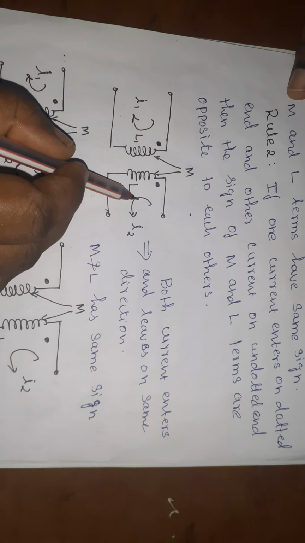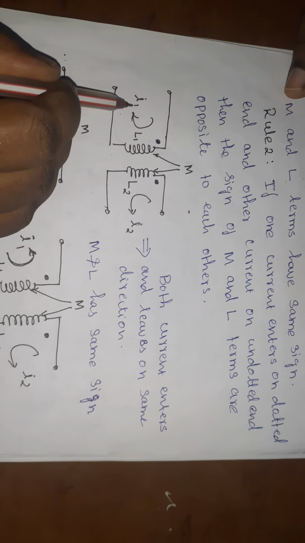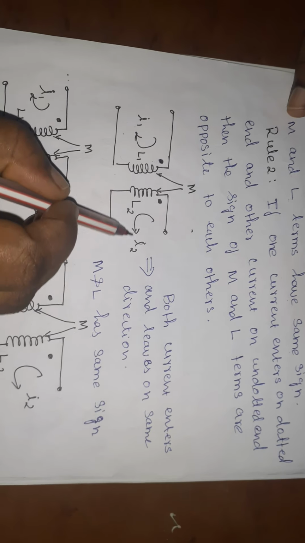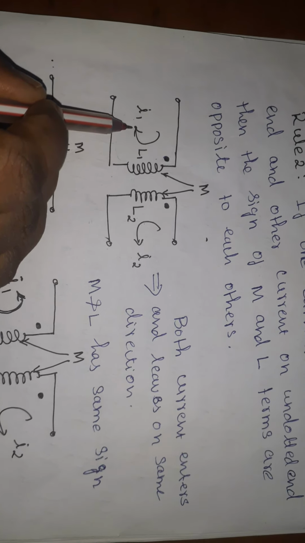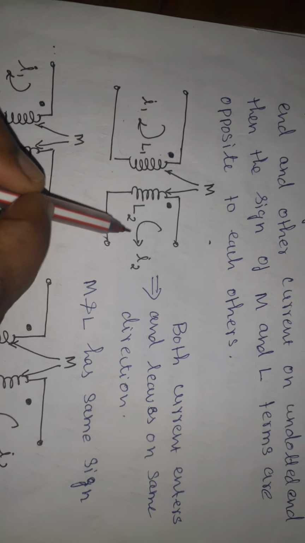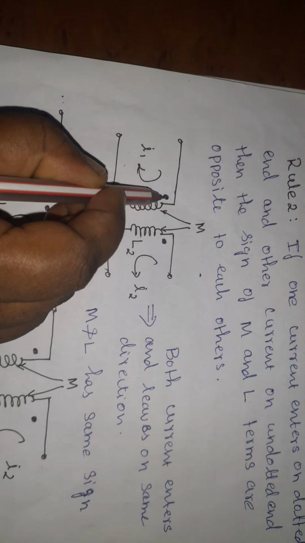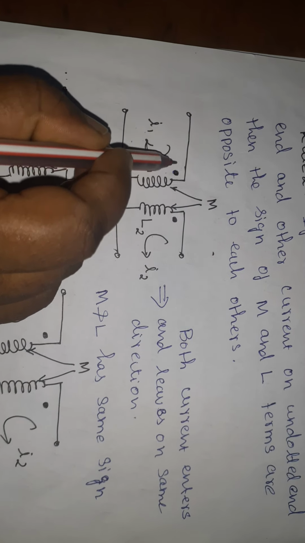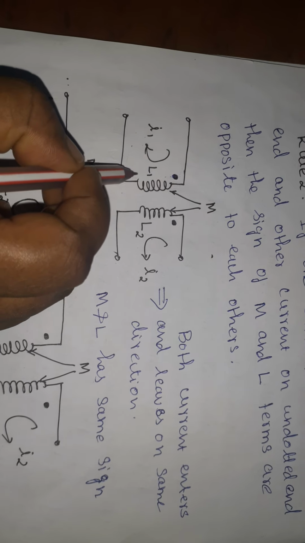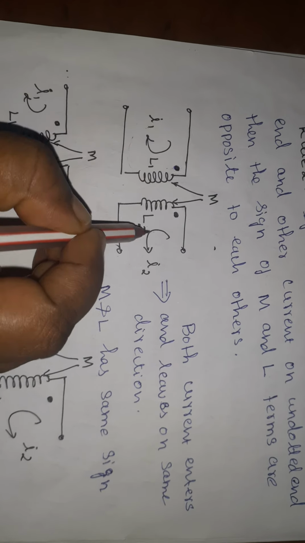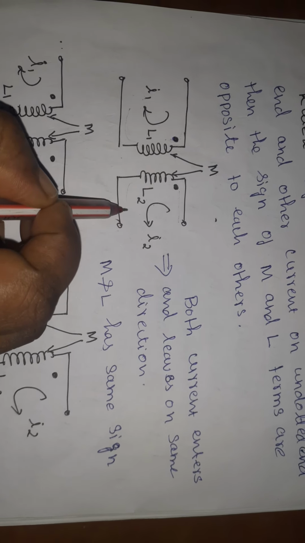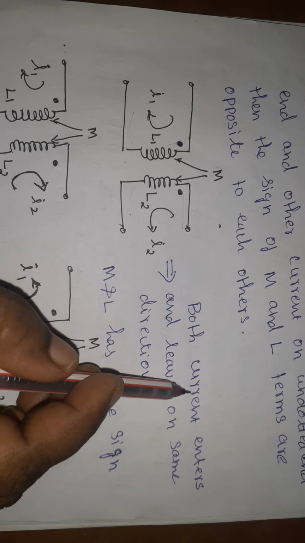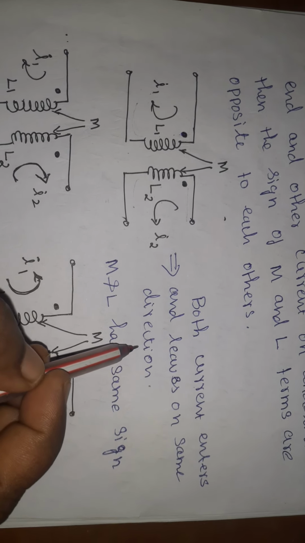Consider this circuit. This is coil 1, this one is coil 2. In this circuit, the current flow is I1. In this circuit, the current flow is I2. See this current direction, this is in clockwise direction, this is in anti-clockwise direction. This point is the entering point of the circuit. Consider this dot: the current enters the dotted point and leaves from the undotted point. So here also the current enters the dotted point and leaves from the undotted point. In this condition, both currents enter and leave in the same direction.